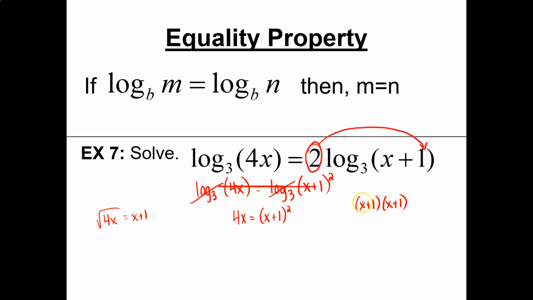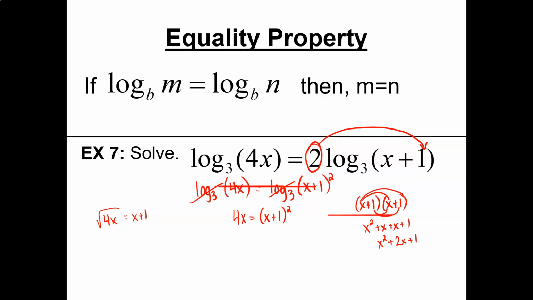So if we do this, x times x is x squared. x times 1 is x. We got x here, and we got 1. So we got x squared plus 2x plus 1. Now, at this point, I really want you, if possible, to do that in your head.